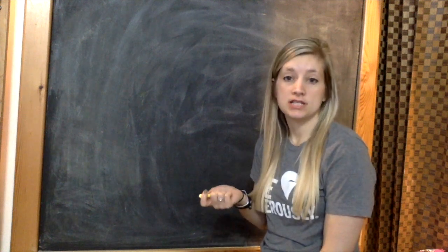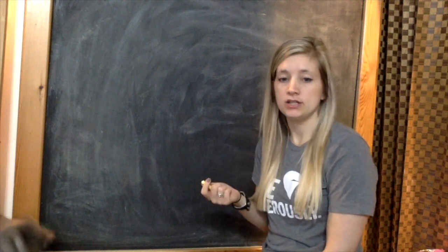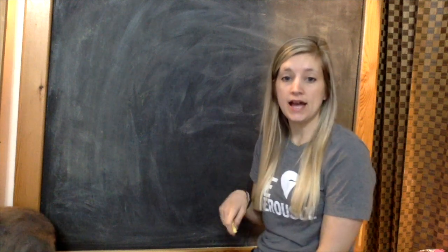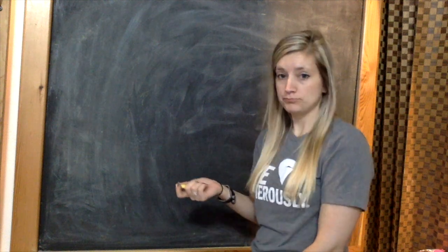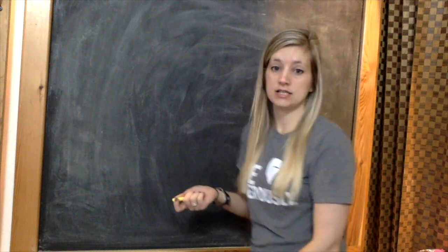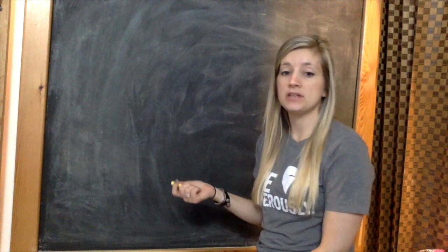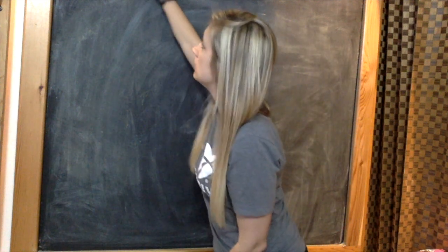Now that we just got done finding our axis of symmetry, we now need to use that axis of symmetry to find our max or our min point, which is basically going to be our vertex.